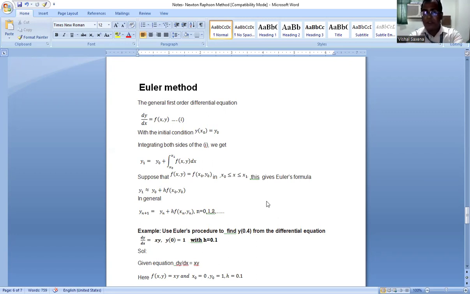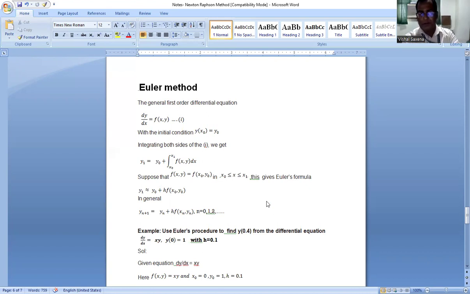As we already know, in numerical analysis there are certain methods to solve algebraic equations and differential equations, partial differential equations. Euler's method is one method to solve an ordinary differential equation. This method is a very basic and starting method to solve an ordinary differential equation with boundary conditions.